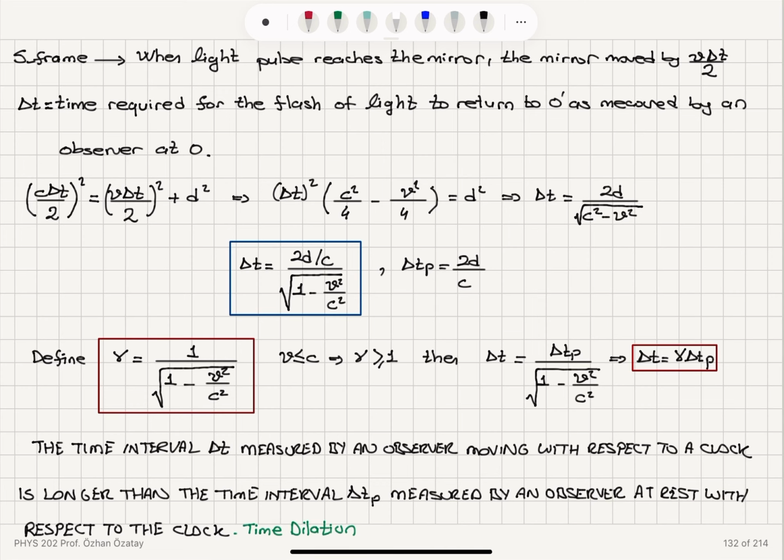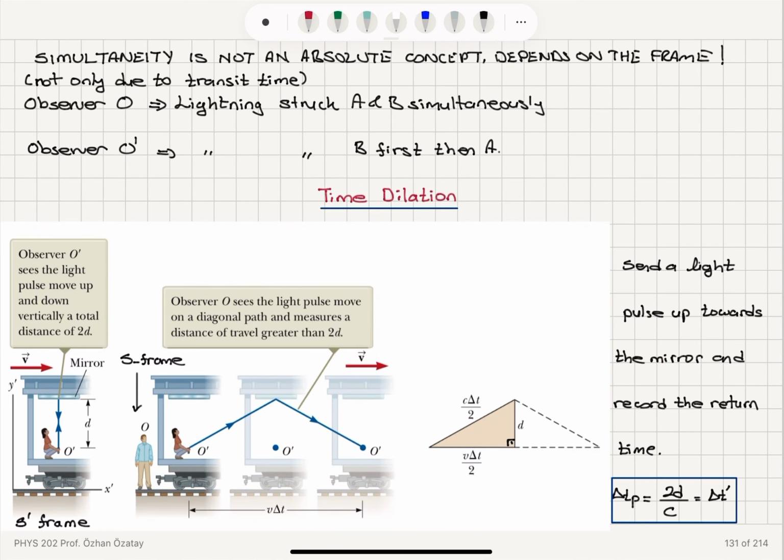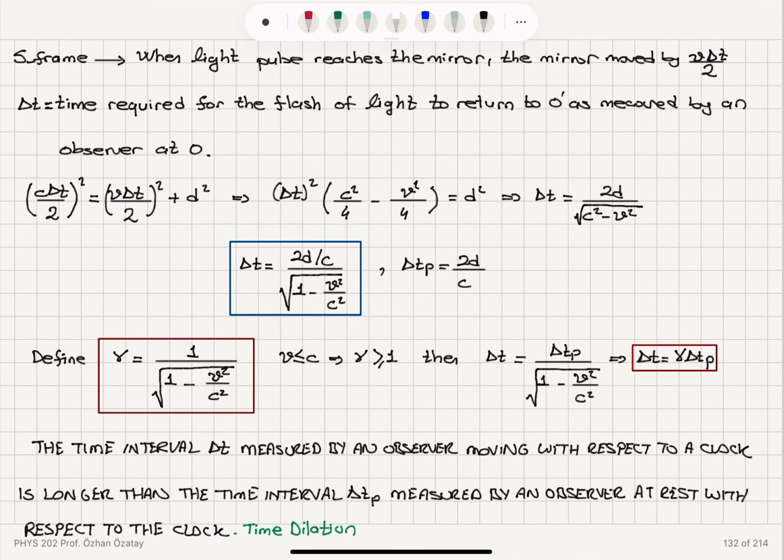So who is at rest with respect to the clock? That's the person inside the wagon, and with respect to the clock, the Earth observer is moving, so that observer will measure a longer time. This effect is called time dilation.